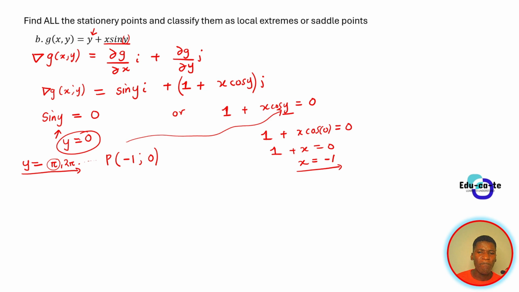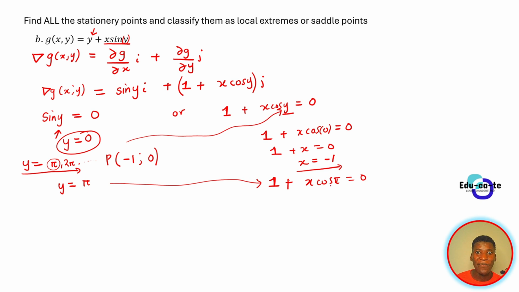Yeah, so basically I think that you're going to get only one x value, which is x equals negative 1. But let us just try here and say y equals pi. If y equals pi, we know that sine of pi, or sine of 180 degrees, is 0. So if we substitute that into that equation, then we're going to get an x value from 1 plus x cos of pi equals 0. So cos pi, which is cos of 180 degrees, will give us negative 1.